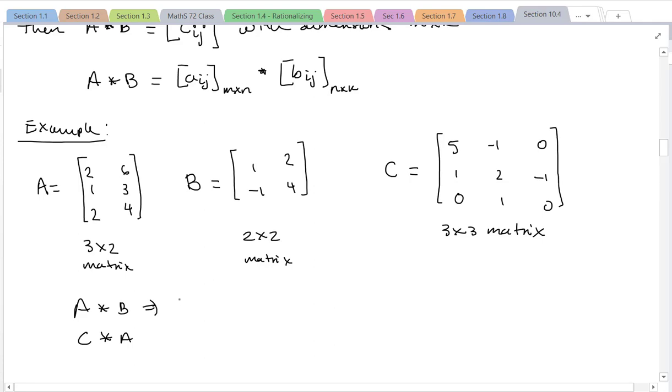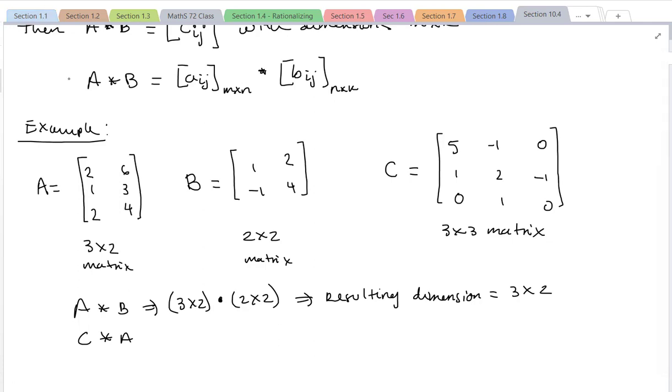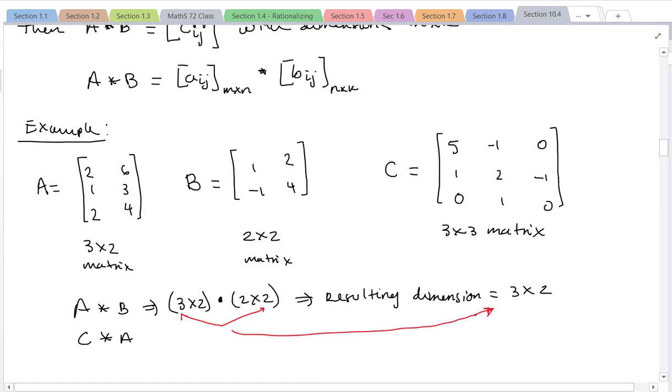Right, so this is a 3 by 2 is A. You're multiplying it by a 2 by 2. So the resulting dimension will be a 3 by 2 matrix. Right? You take the number of rows of A by the number of columns of the second matrix. And so we'll see what happens when we do the product.